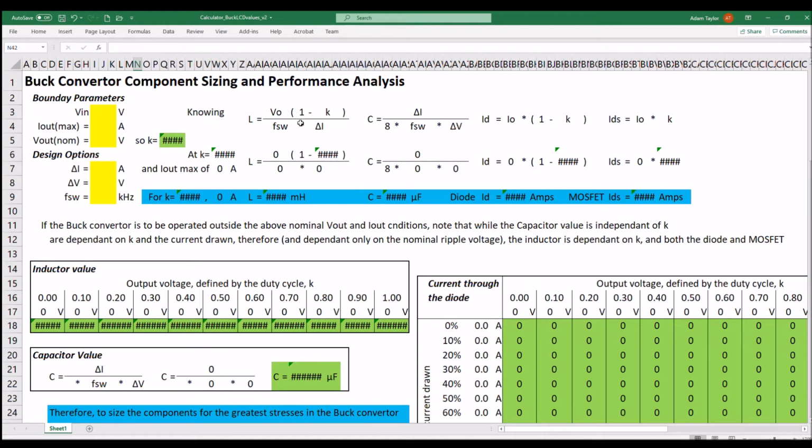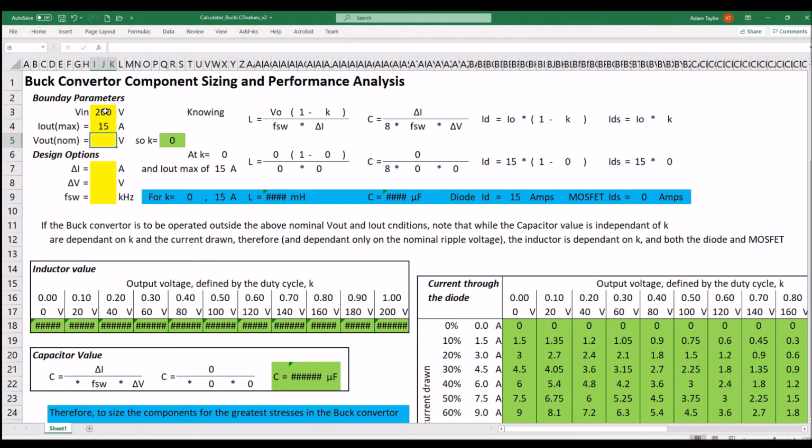So let's go and plug some numbers in here. We're going to assume that we're going to have 200 volts at the input, and we'll say that this is a fairly grunty buck converter. It's going to be delivering 15 amps, and the nominal output voltage is going to be 140 volts. So that gives us a duty cycle: 140 over 200 gives us a duty cycle of 0.7. Let's say that our ripple current, we want it to be fairly low, so we'll go for, say, 0.7 of an amp. Our ripple voltage, we'll say we want that to be reasonably low as well.